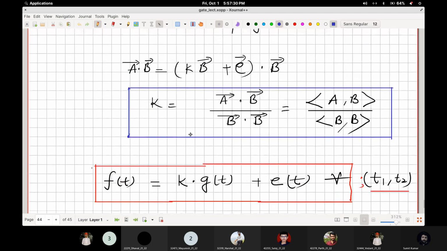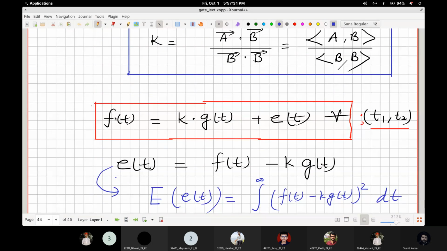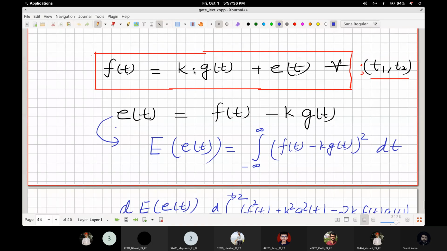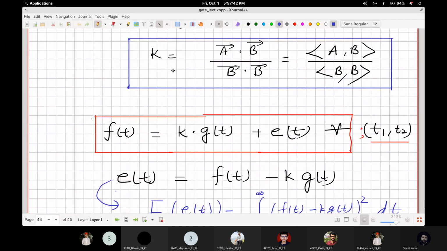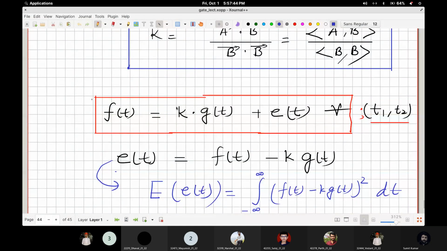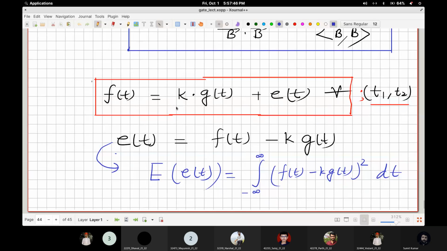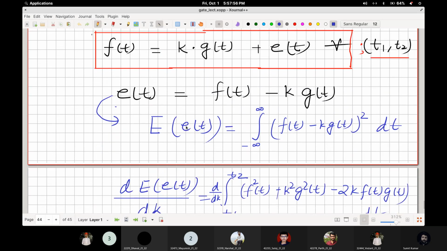Okay, so this is what we were talking about, that we are representing this function f(t) in terms of some other function g(t), and we have taken this as k, as we have done here with this function a equal to kb plus e. And if we find this value of k, which is going to be the best approximation, then we will have a way of representing our function in terms of some other function. And this is the error of approximation here, and this has to be minimum.